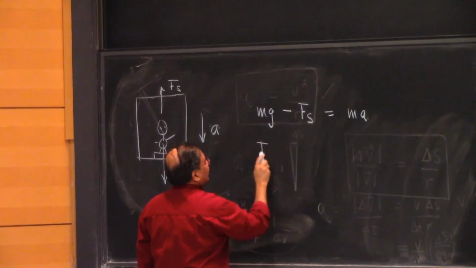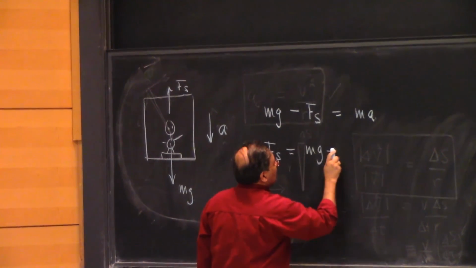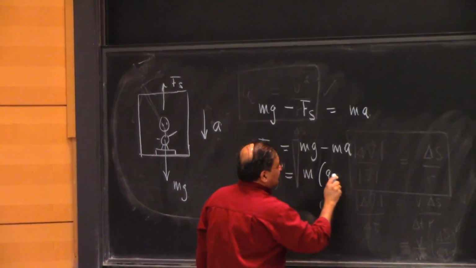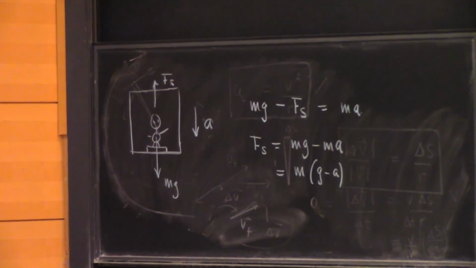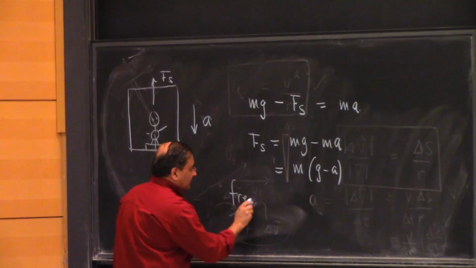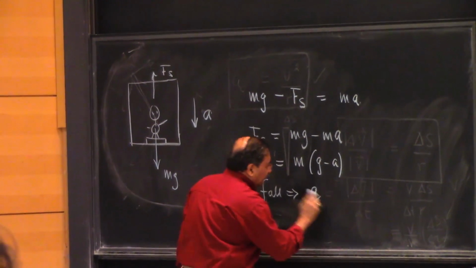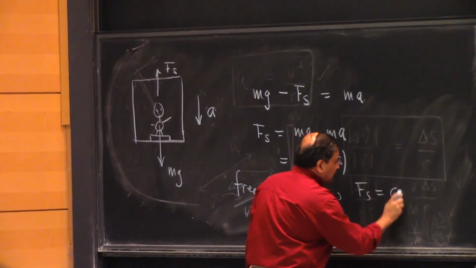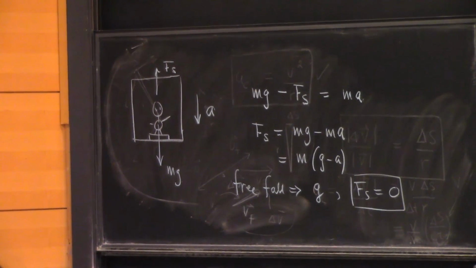So now what will happen is Fs, if I take it to the other side, is going to be mg minus ma, and you would have lost your weight now. m times g minus a. In fact, this is so powerful that if you are in free fall, which implies that you're falling with acceleration g, your Fs will become precisely equal to 0. So I've also told you how to become completely weightless.